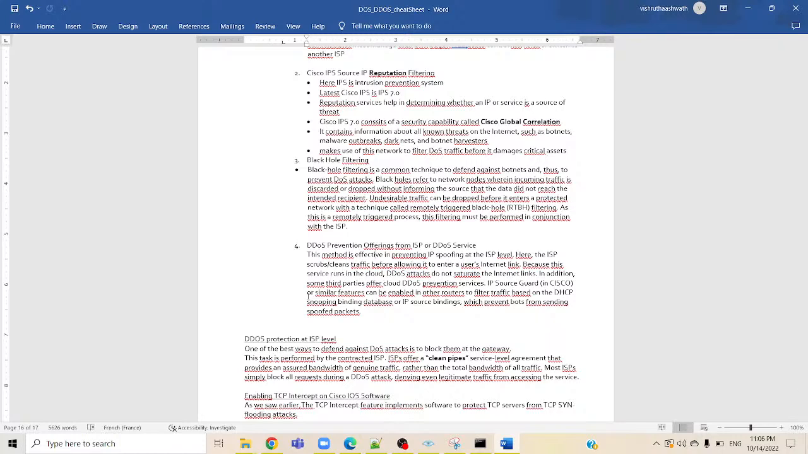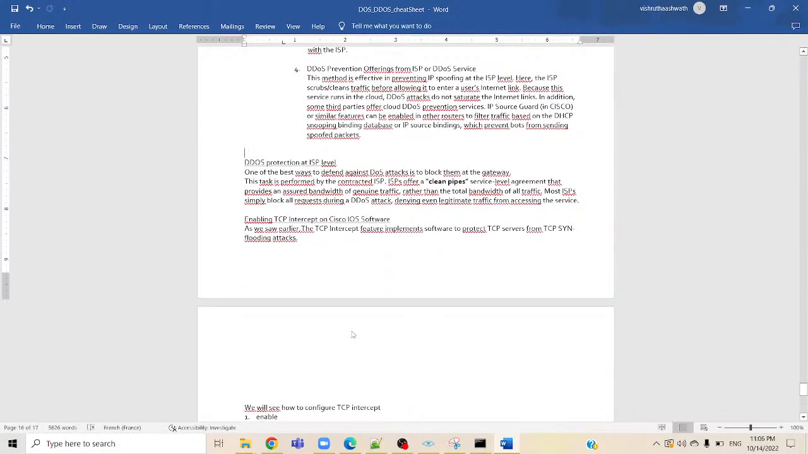IP source guard in Cisco or similar features can be enabled in other routers to filter traffic based on the DHCP snooping binding database or IP source bindings, which prevents bots from sending spoofed IP packets. DDoS protection at ISP level. One of the best ways to defend against DDoS attacks is to block them at the gateway.